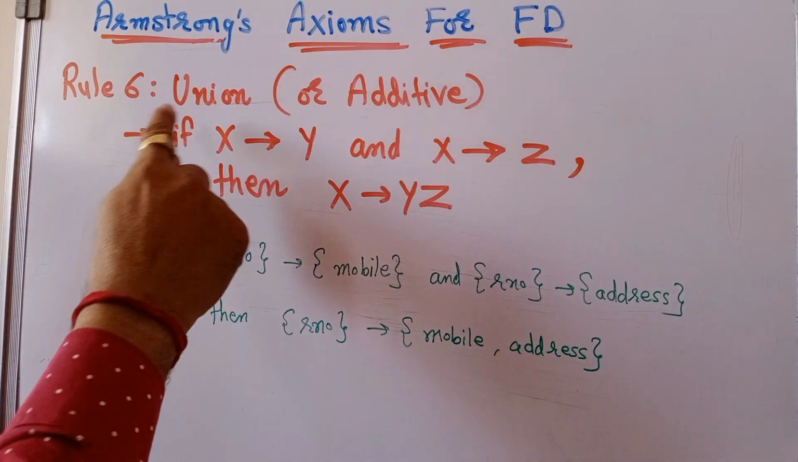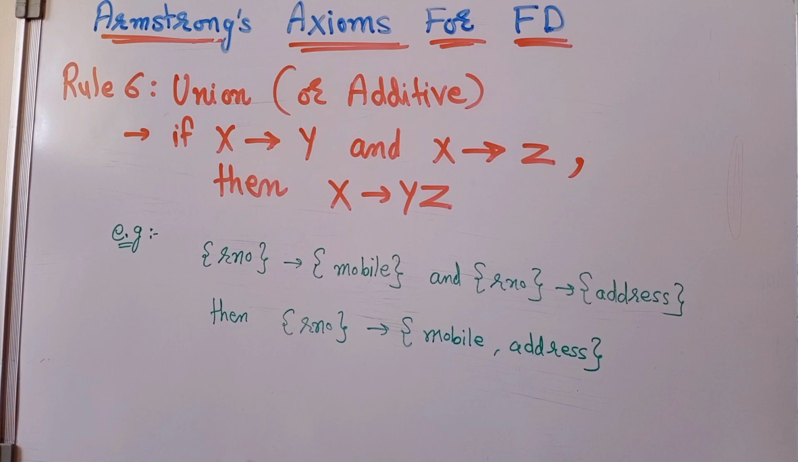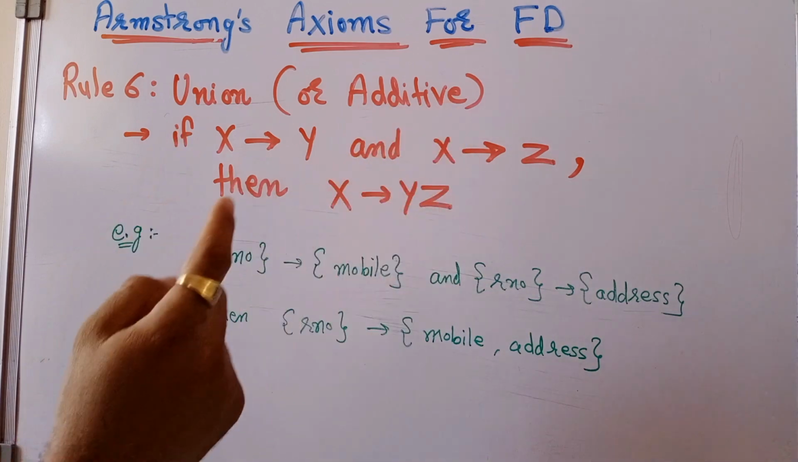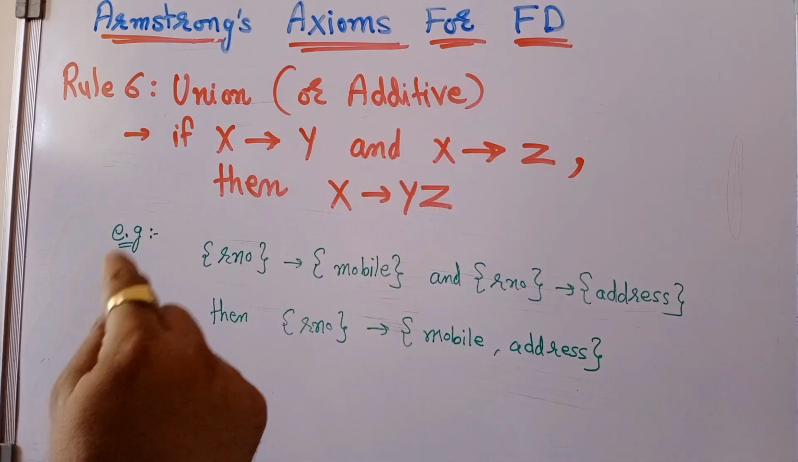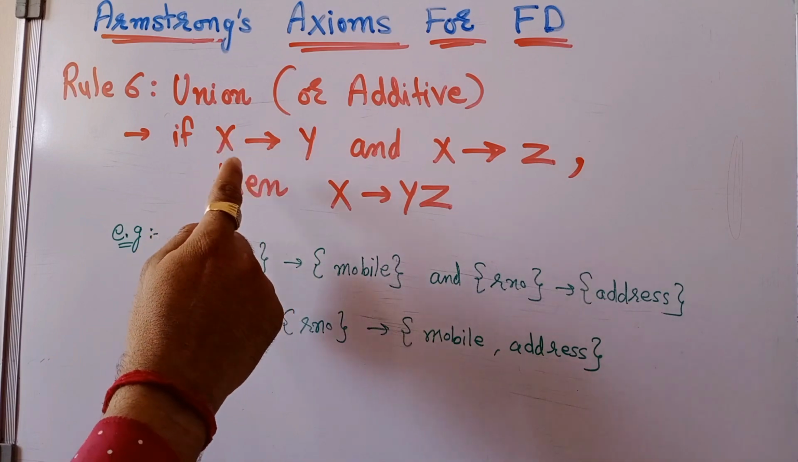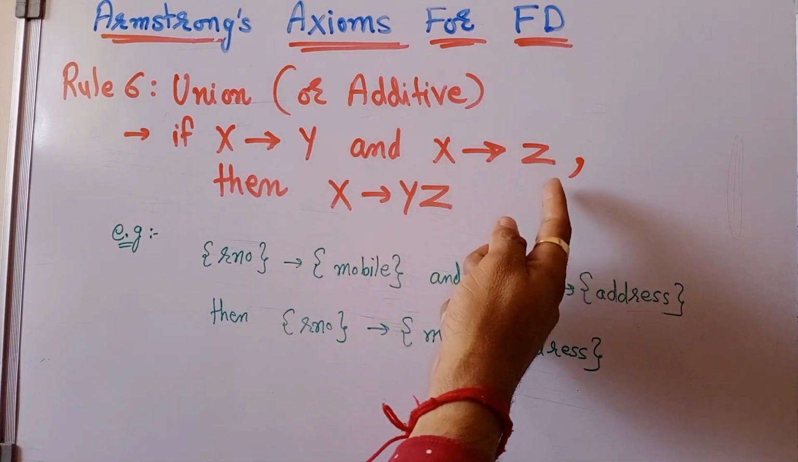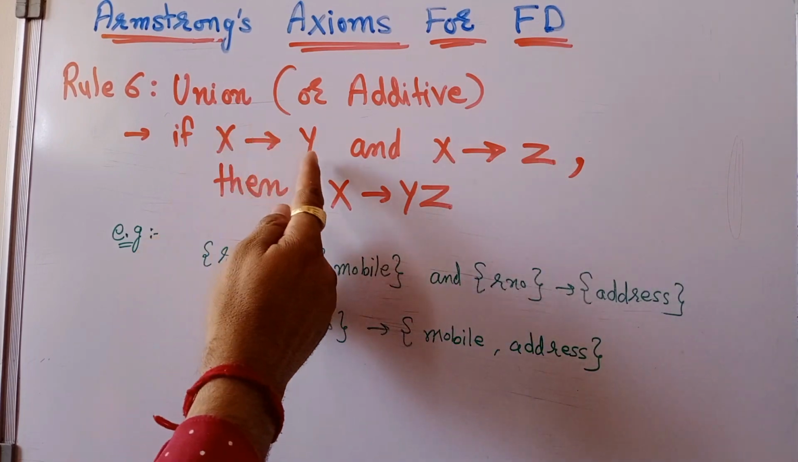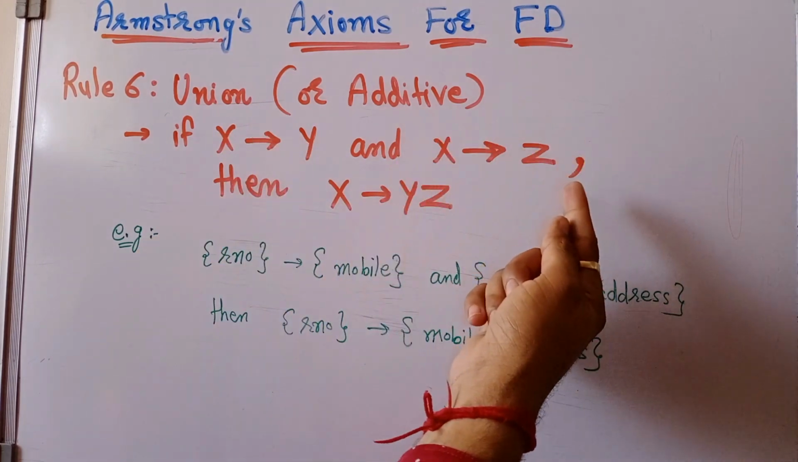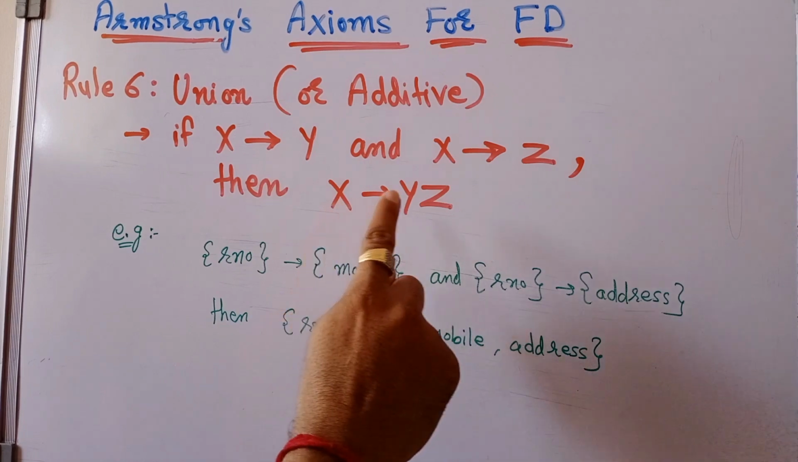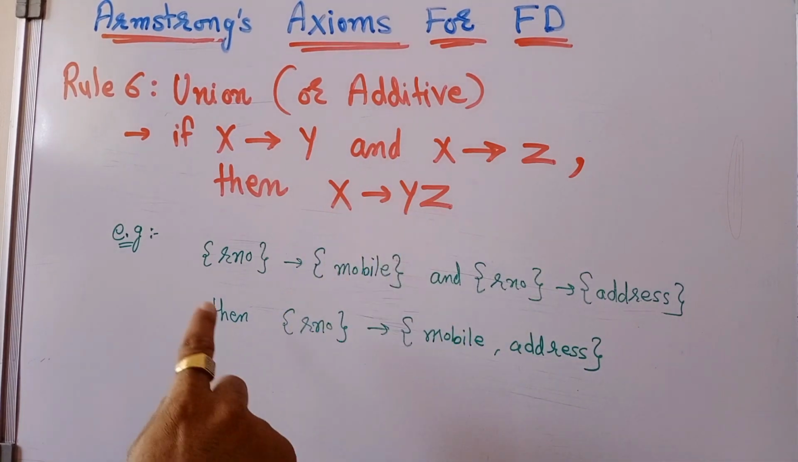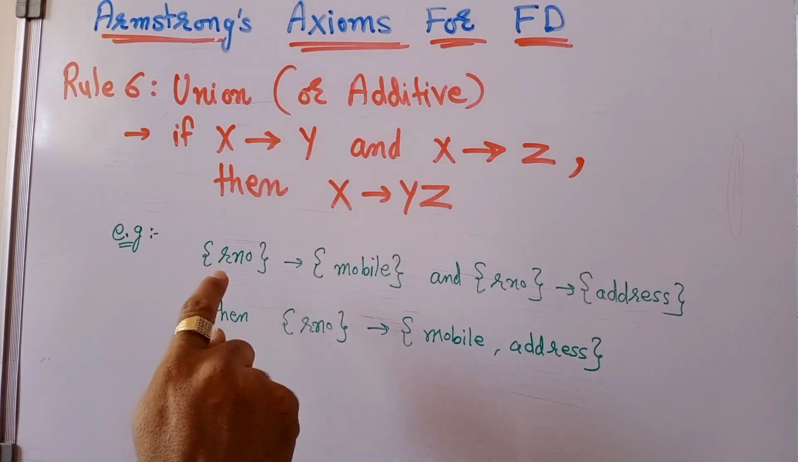Rule number 6, union, or it is also known as additive rules. What does it say? Let's understand. If there is a dependency x to y as well as there is a dependency x to z, it means x determines y as well as x determines z, then we can say that x can determine y as well as z. Let's take one example.